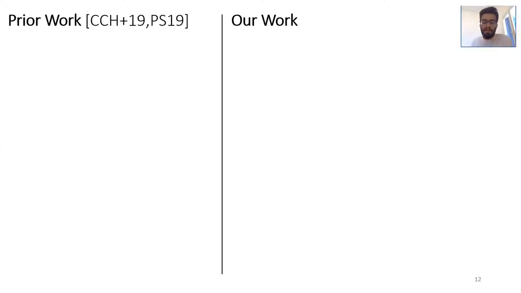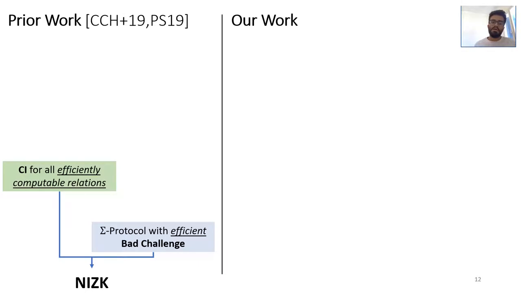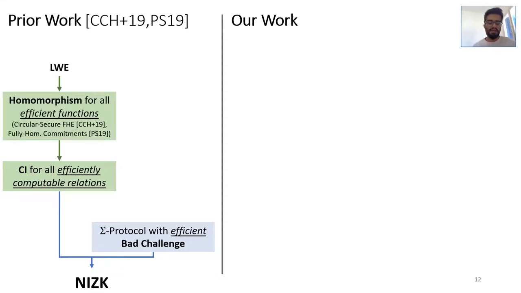Good. So let's draw a more elaborate comparison between prior work and our work. Again, like I said, prior work uses the fact that there exists a sigma protocol for an NP complete language where the batch challenge is efficiently computable, and therefore correlation intractability for all efficiently computable functions suffices for NIZK. And they can get such correlation intractability using homomorphism for all efficient functions, or full homomorphism, in other words, under LWE. Homomorphism is a very vague notion, but you can think about FHE in such a case, or fully homomorphic commitments.